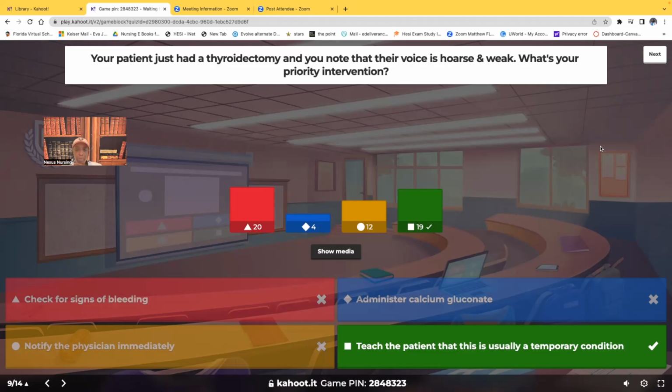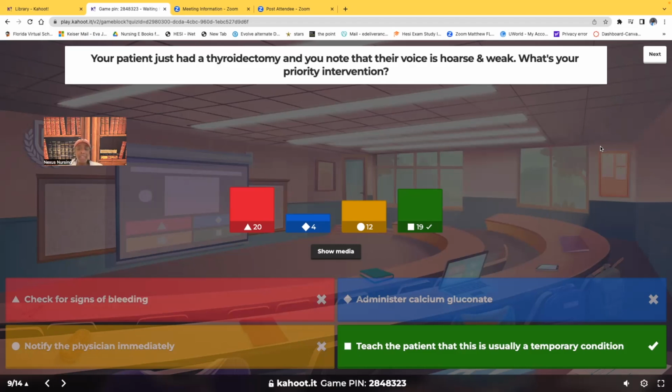Next, 4 people chose administer calcium gluconate. So let's talk about that. Your patient had thyroid surgery. They had thyroidectomy right here. And you know those 4 little nodules, those are the parathyroid glands. There's a big chance while they're getting thyroidectomy that a parathyroid gland was nicked. You know the parathyroid gland is responsible for calcium, right? So there may be a chance it could happen, right?